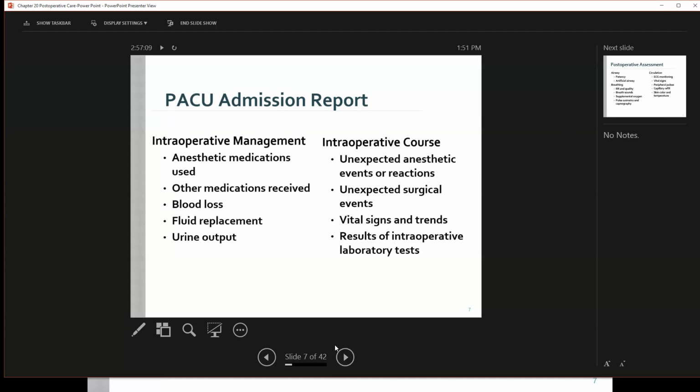Other pieces of information the PACU nurse will need include anesthetic medications used, other medications received, estimated blood loss, fluid replacement, urine output, unexpected anesthetic events or reactions, unexpected surgical events, vital signs and trends, and results of intraoperative laboratory tests.